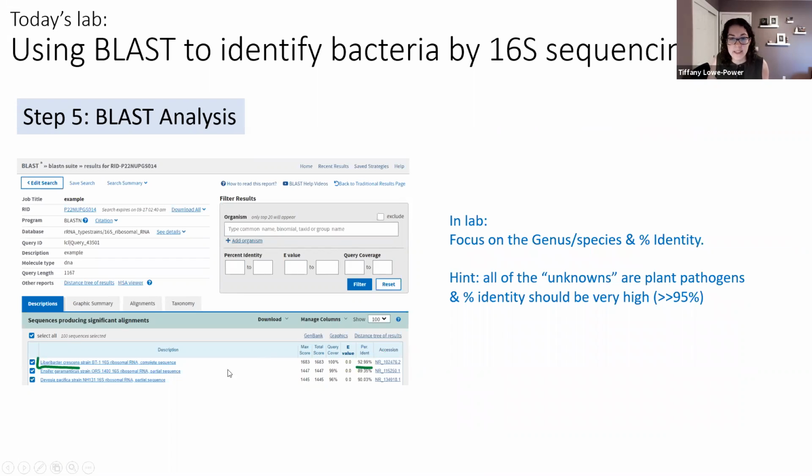So then in lab, focus on these values for the answers that we're going to grade. The genus and species name and the percent identity. And then, if you get something that's a very low identity, then you probably searched wrong. So come to office hours or email us if you get really off. But all of your things should be high identity.